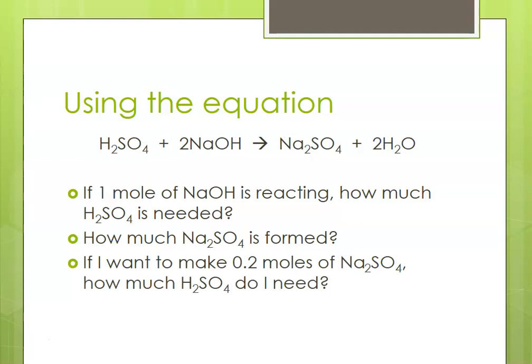If I want to make 0.2 moles of sodium sulfate, again, I'm going to go back and look at the equation and look at the ratio. Sodium sulfate and sulfuric acid, you can see they both have 1s in front of them. Invisible ones, but they're 1s. So if I need 0.2 moles of sodium sulfate, then I've got to start with 0.2 moles of sulfuric acid.